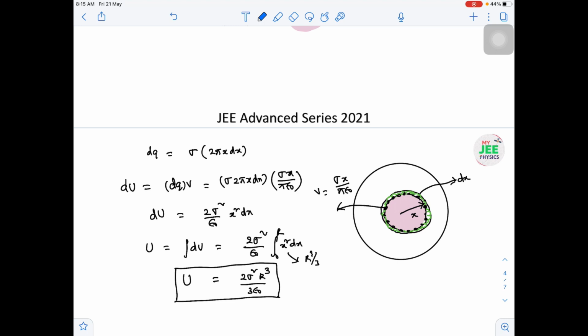Maybe this will be useful in solving the questions related to charged disk.